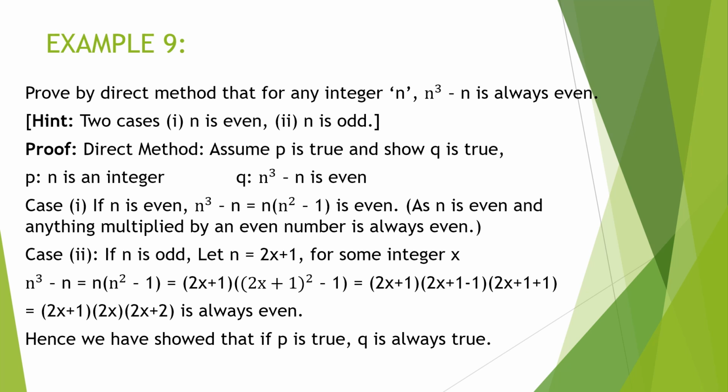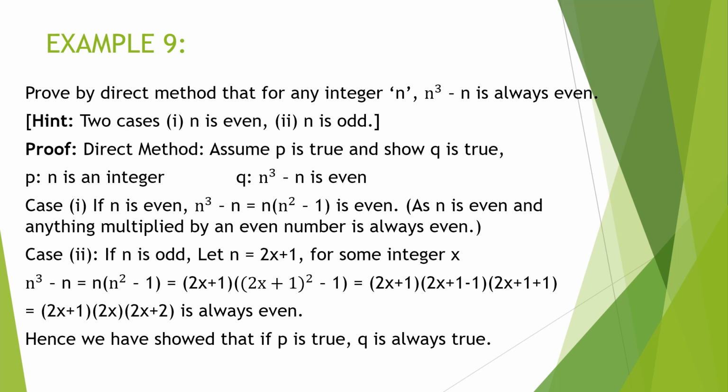Suppose n is odd, then take n equal to 2x plus 1 for some integer x. Correct? So n will be odd. Now n cube minus n will be n into n square minus 1. For n you put 2x plus 1. Simplify this term: 2x plus 1 whole square minus 1 square, a square minus b square type of thing, a minus b into a plus b. So when this is simplified, you get 2x plus 1 into 2x plus 2.